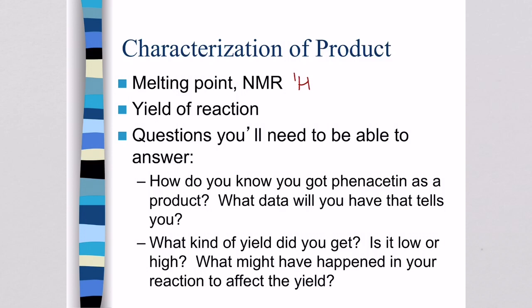And then you want to say, okay, what kind of yield did I get? Did I get 100% yield? Did I get a 50% yield? Is it relatively low? This is a pretty high yielding reaction. But if your yield is low, you might want to think about what could have happened while you were doing your reaction that might have affected the yield.